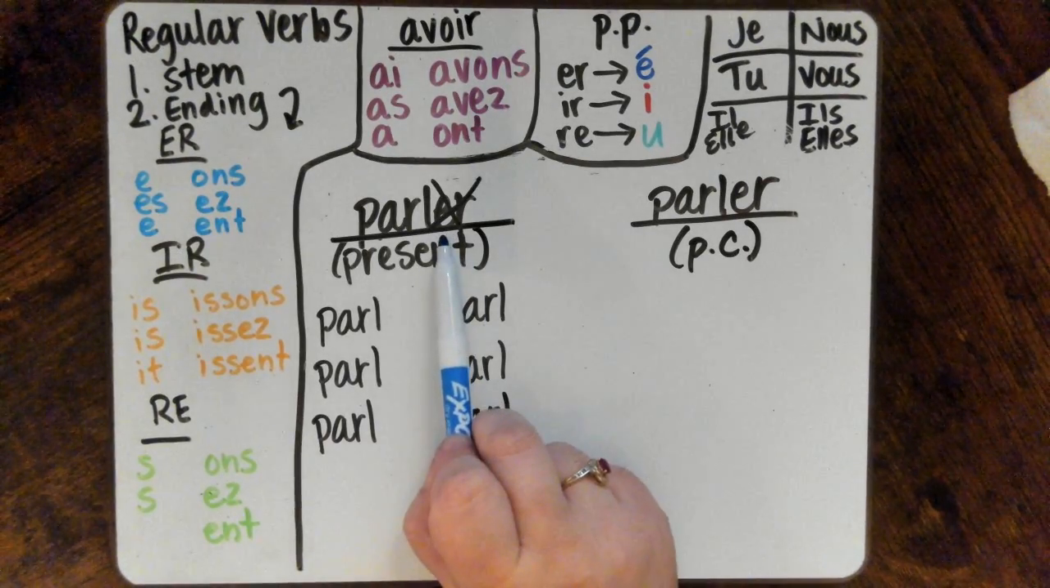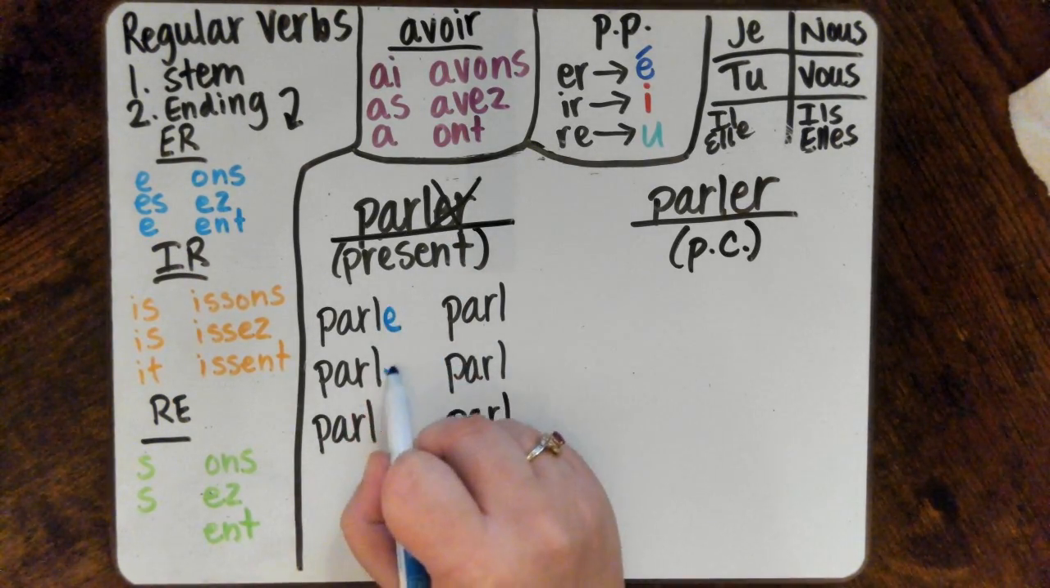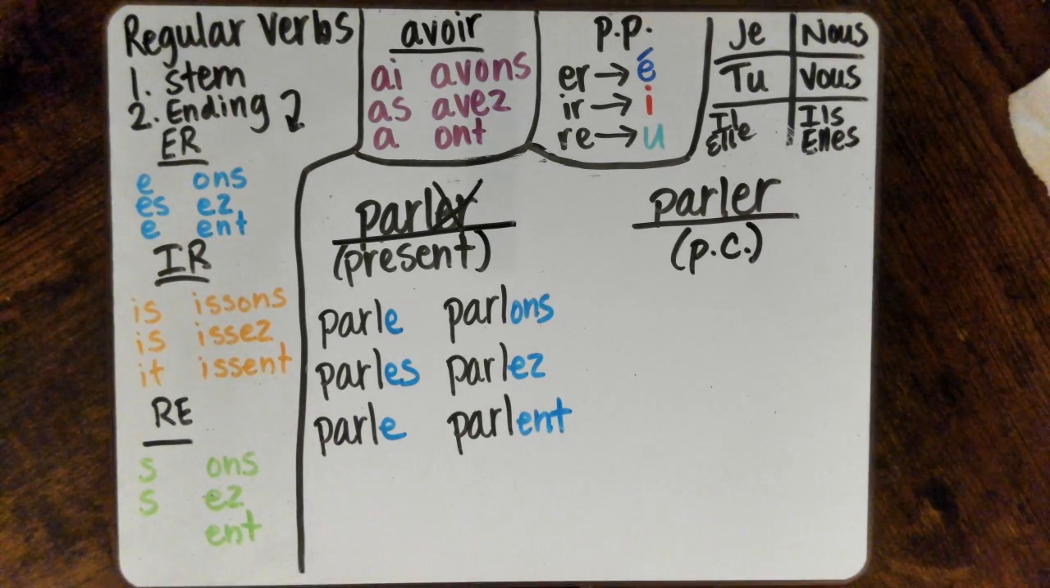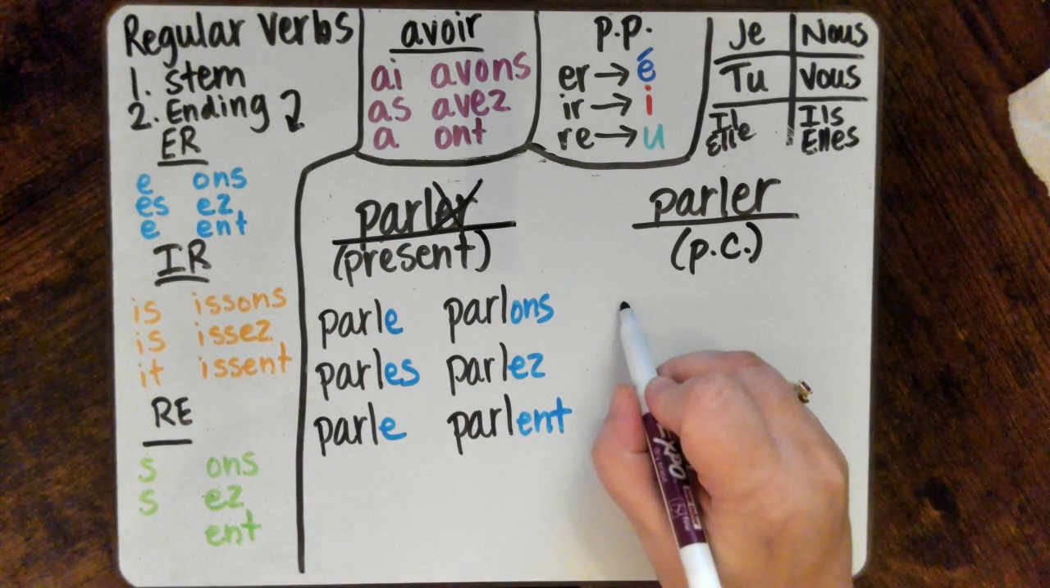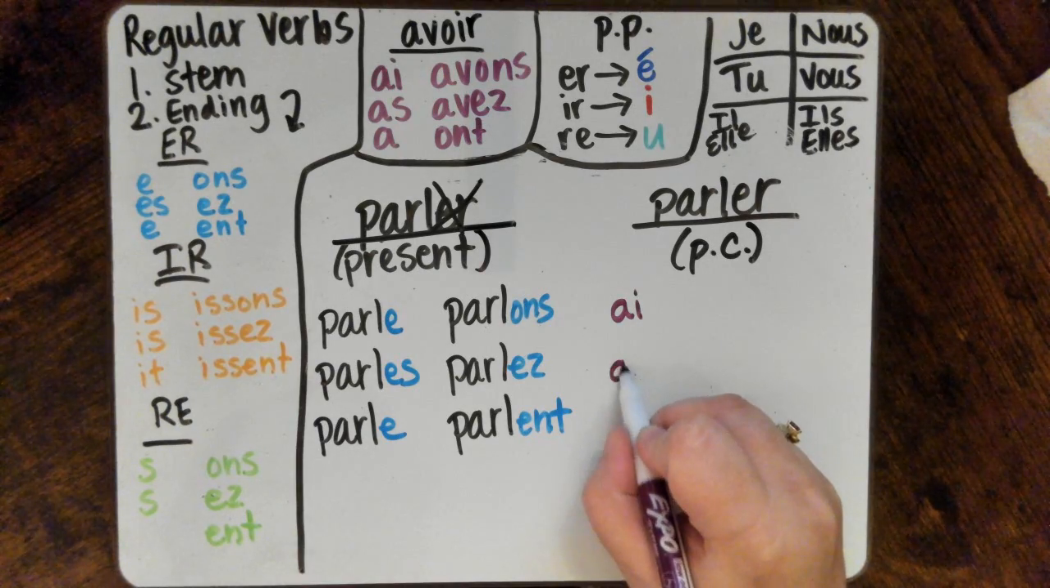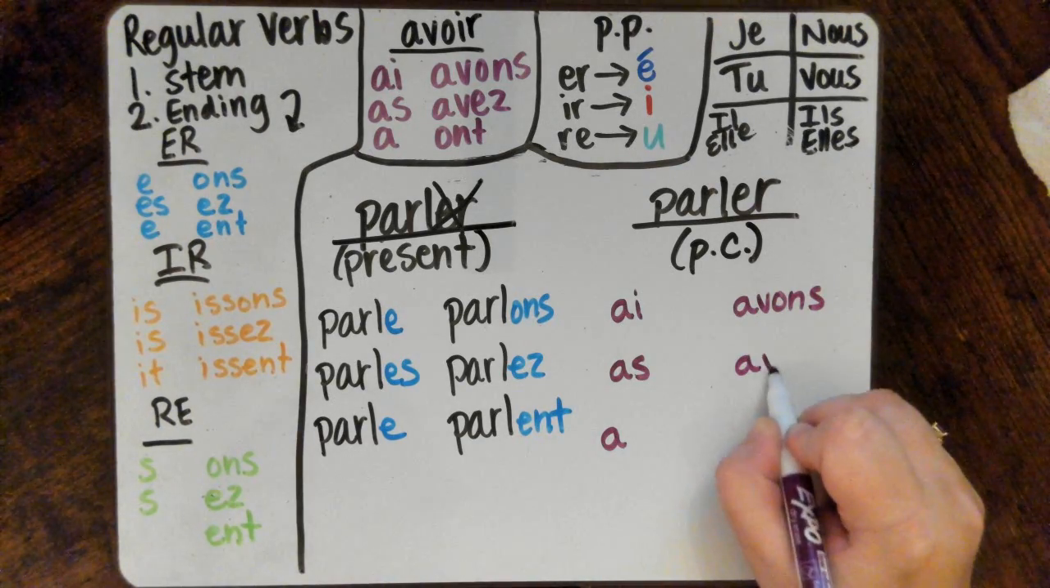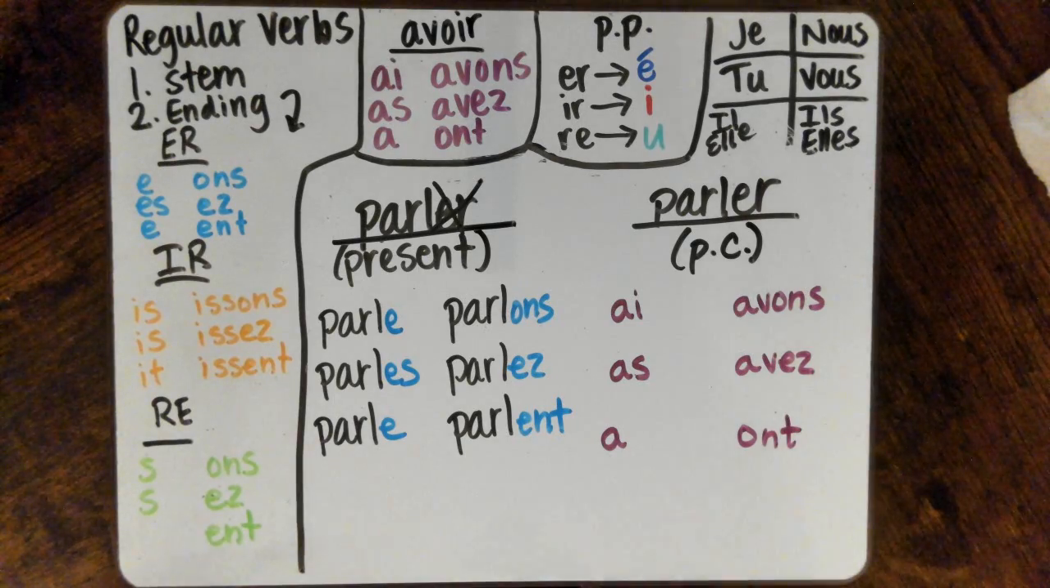And then step 2 is add the ending. Well, since parler is an ER verb, we're going to use the ER endings. So E, ES, E, ONS, EZ, ENT. Great. Now let's do it in the passé composé. So with the passé composé, remember there are three parts: the subject, the auxiliary, and the past participle. We're not going to do the subject right now. So the auxiliary is going to be the form of avoir. So we're going to have a, I'm going to leave some space, a, avons, avait, on. And then the past participle. Let's see if I can fit all this on here.